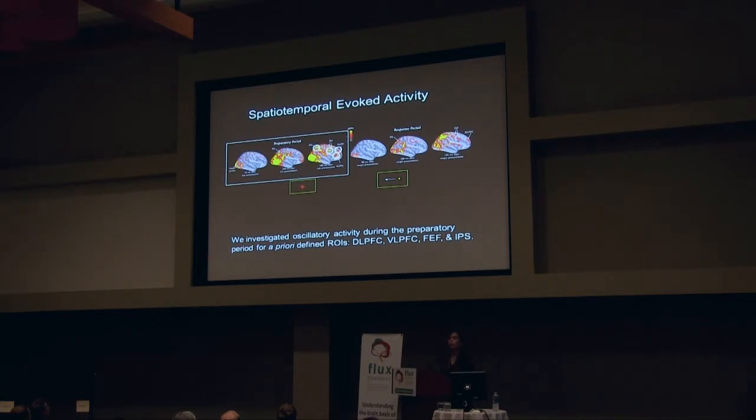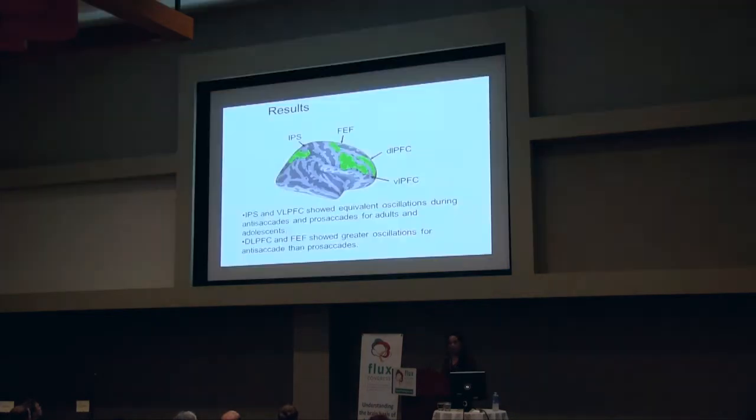And we selected regions of interest in the cortical surface, which is where you get the best signal with MEG, and that included dorsal, lateral, and ventrolateral prefrontal cortex, the frontal eye fields, and the intraparietal sulcus. Now, we really wanted to identify those regions that show task effects. And what we found was that the intraparietal sulcus and ventrolateral prefrontal cortex did show oscillatory activity, but it was equivalent across tasks and equivalent across ages. So I will not talk about these regions. What we did find was that DLPFC and the frontal eye field did show effects of task.